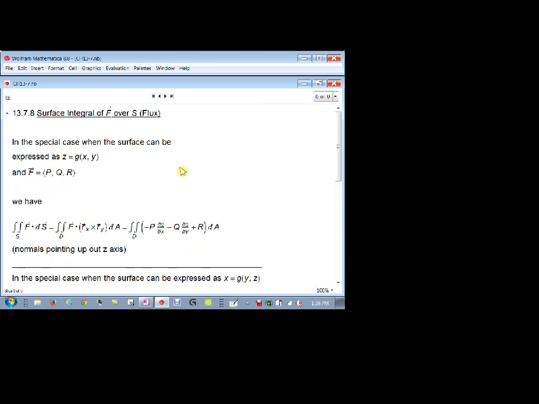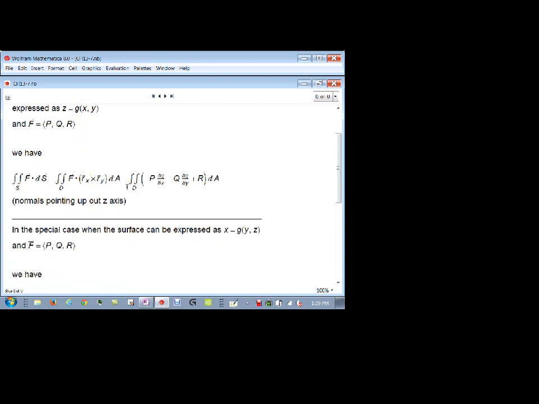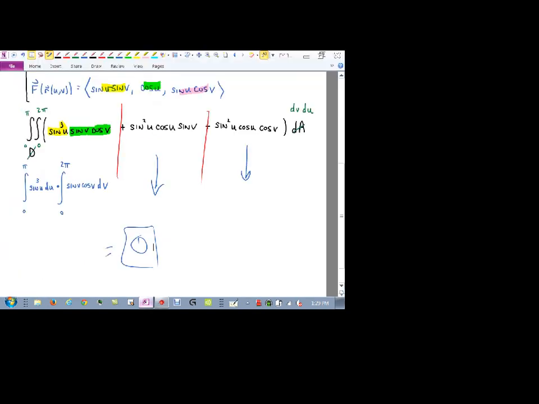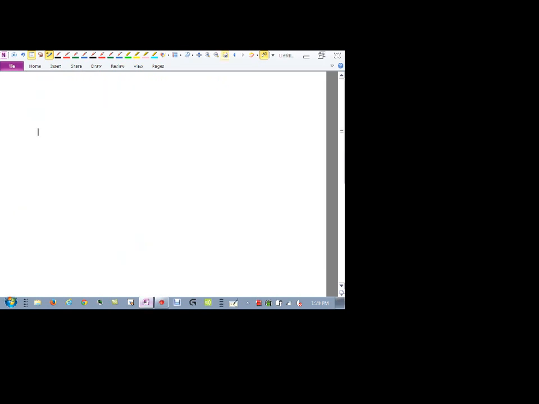All right, let's talk about flux whenever we have 3 special cases. The book only talks about 1, but I'm going to talk about all 3. In the case where z is a function of x and y, in other words, our parametric surface can be written as a surface where the z-coordinate depends on x and y, then we get this formula right here. And I'm going to derive that formula because it doesn't take very long. You ready? Okay, let's say that z is a function of x and y.